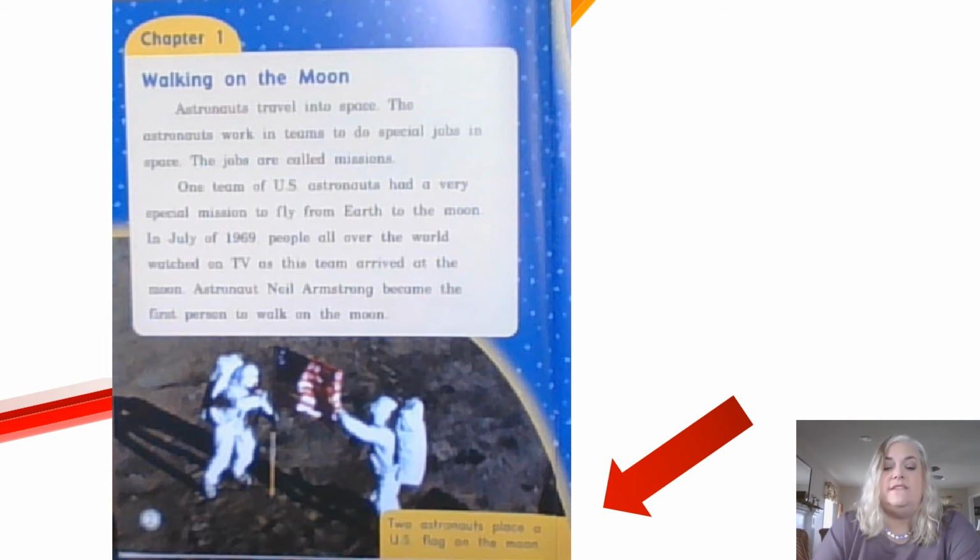Oh, I see some more text down here. It says 2 astronauts place a US flag on the moon. There's a photograph of it. What do we call the text that tells what the photograph means? It's called the caption, isn't it? Captions are very important parts of nonfiction books because they tell you about those real photographs, and you always get some very interesting information from it.